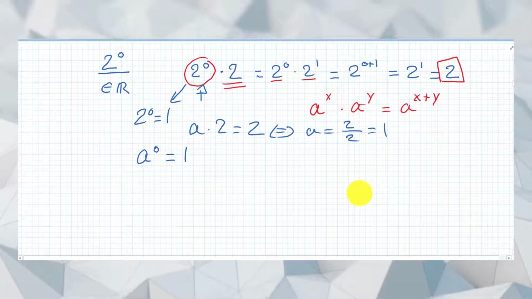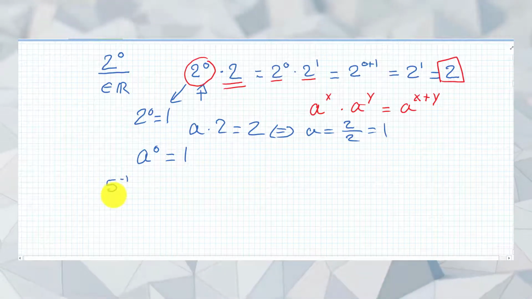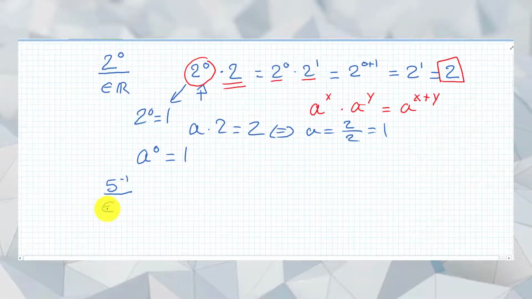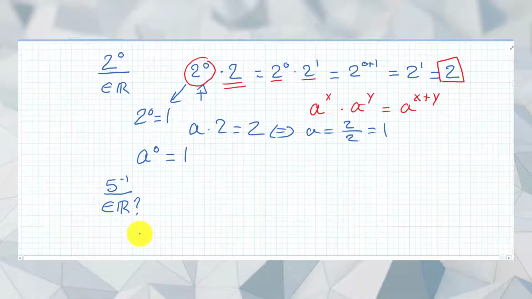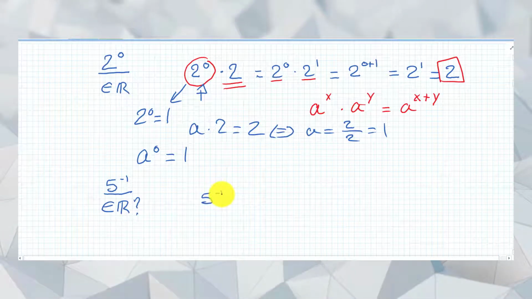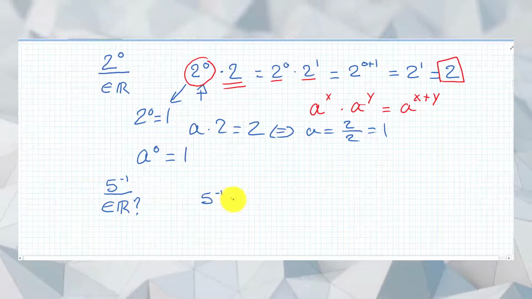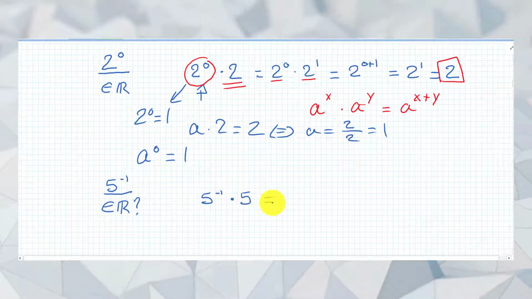So for this one, for example, I'm going to look at 5 to the negative 1. Again, this is a number. It's an exponential notation, but I don't know what the meaning of this number is. So let's take 5 to the negative 1, and to extract its meaning, I'm going to multiply it by 5. Okay, so what is this?